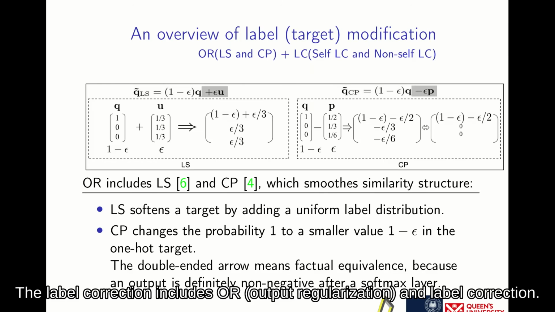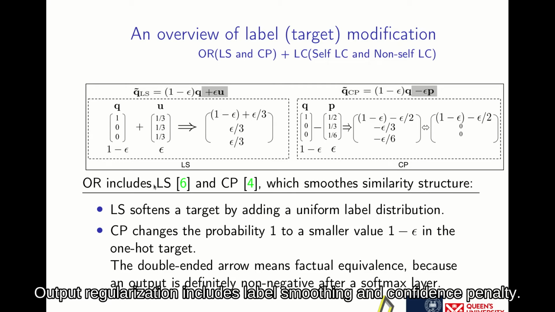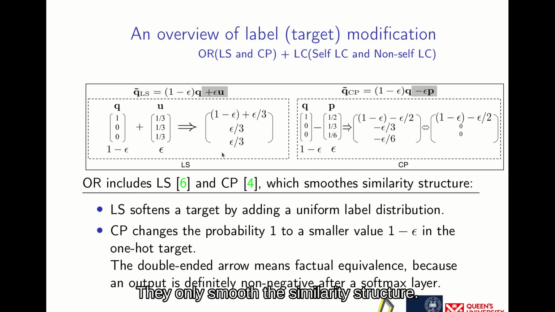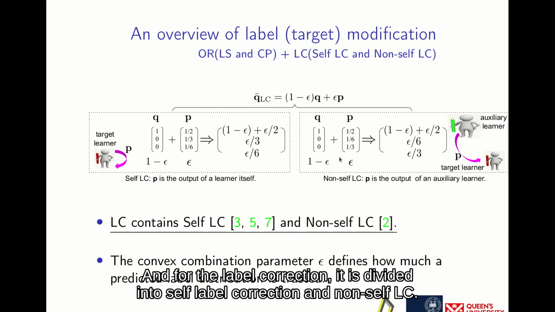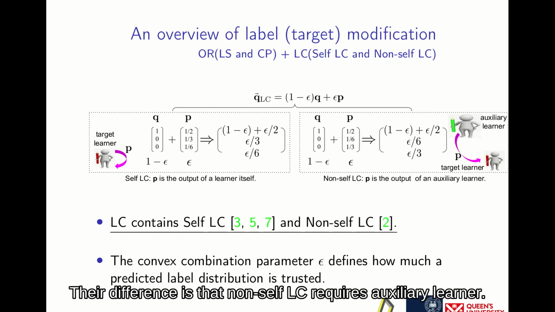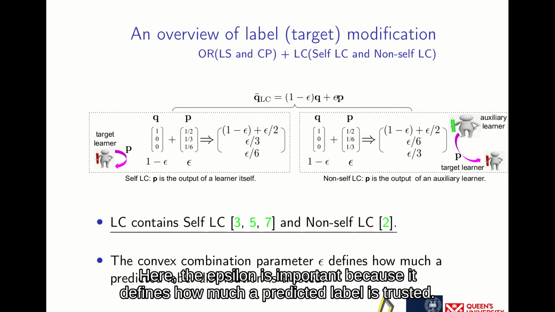Label correction includes OR, output regularization, and label correction. Output regularization includes label smoothing and confidence penalty, and it only smooths the similarity structure here. The label correction is divided into self-label correction and non-self-LC. The difference is that non-self-LC requires an auxiliary learner. Here, epsilon is important because it defines how much a predicted label is trusted.